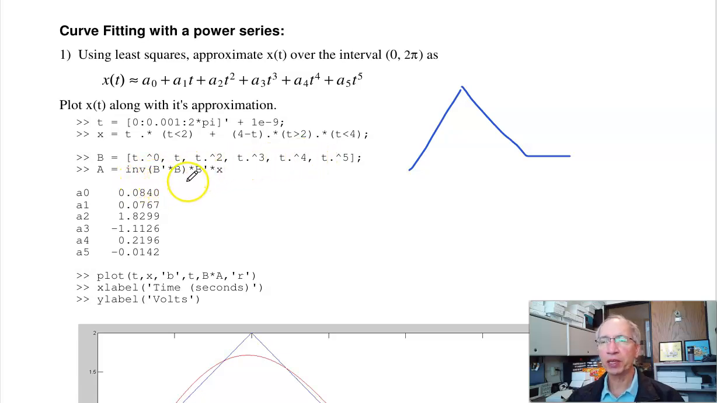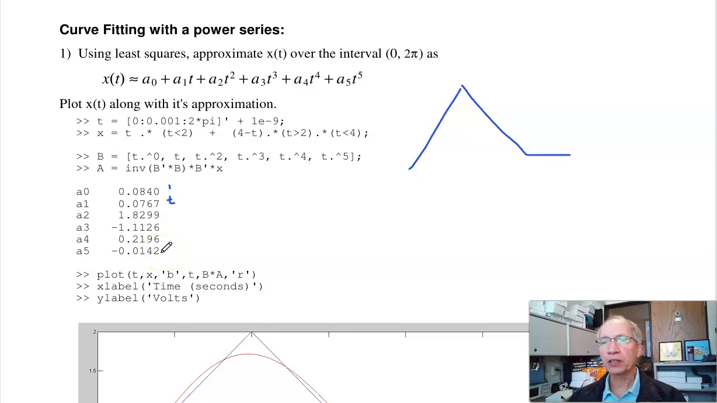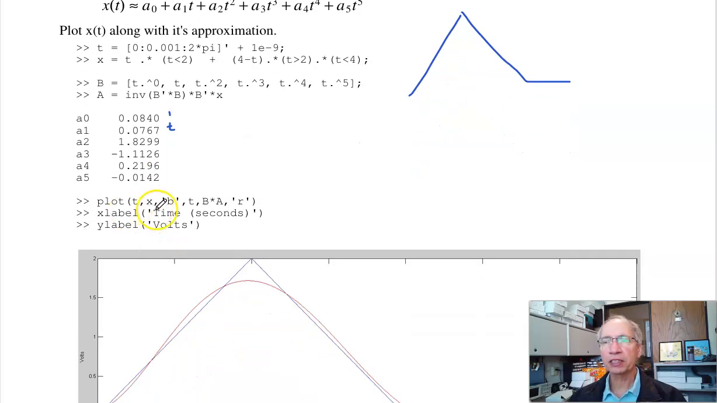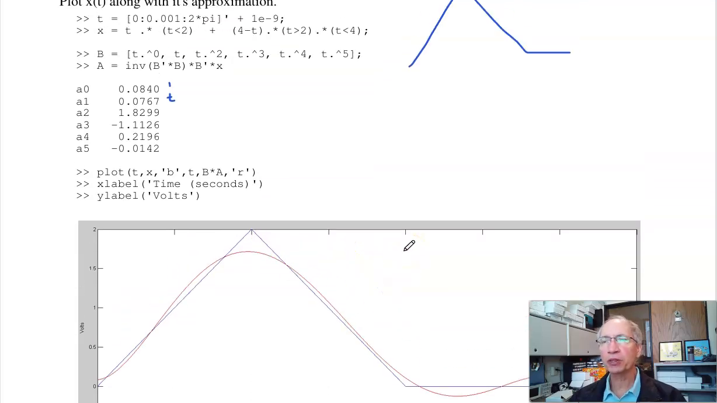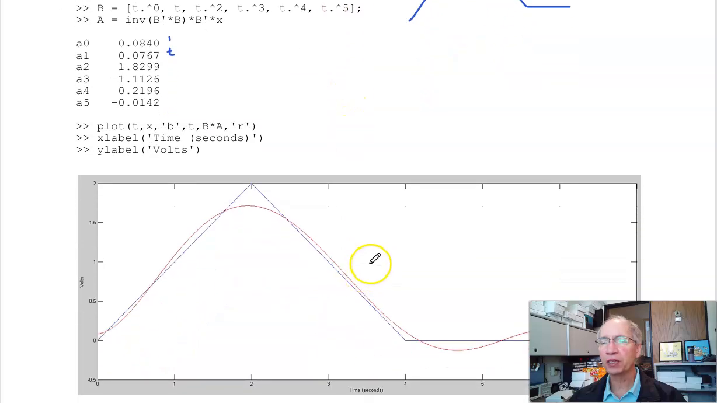Inverse of b transpose b, b transpose times x. So these are the weightings. That's the weighting times 1, t, t squared, t cubed, t to the 4th, t to the 5th. And I can see how that looks. If I plot t versus x in blue, t versus my curve fit, that's the basis times these constants, in red. This is x, there's my curve fit. Yeah, not perfect. If I add more and more terms, I get a better and better curve fit. That's just curve fitting.